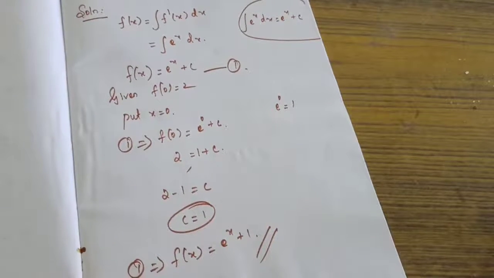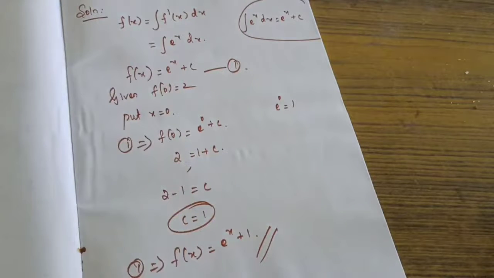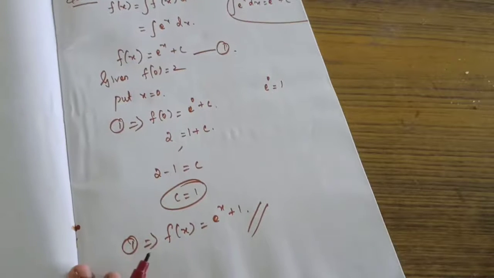Very easy. This one you already know. If we differentiate f of x, we get f dash of x. The reverse process of differentiation is called integration. From f dash of x, if you integrate, you will get f of x. So f of x is equal to the integral of f dash of x dx, which is the integral of e power x dx. So f of x is e power x plus c. What is given? f of 0 is equal to 2. So put x equal to 0, and from that you will obtain the c value by substituting in equation 1. f of x equals e power x plus 1. Have you got it?